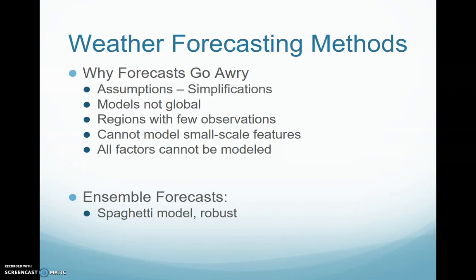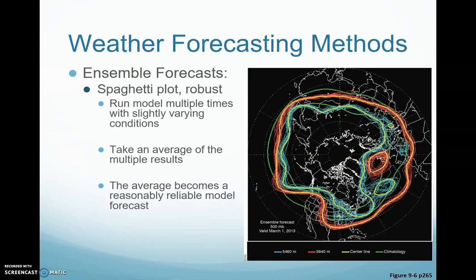So how can we get reliable forecasts, seeing all of these challenges that forecasters have? We use what we call ensemble forecasts. Another nickname for ensemble forecasts is the spaghetti model. I'll show you that in the next slide. It is a very robust method, a very good idea, and a very good method to creating a strong forecast.